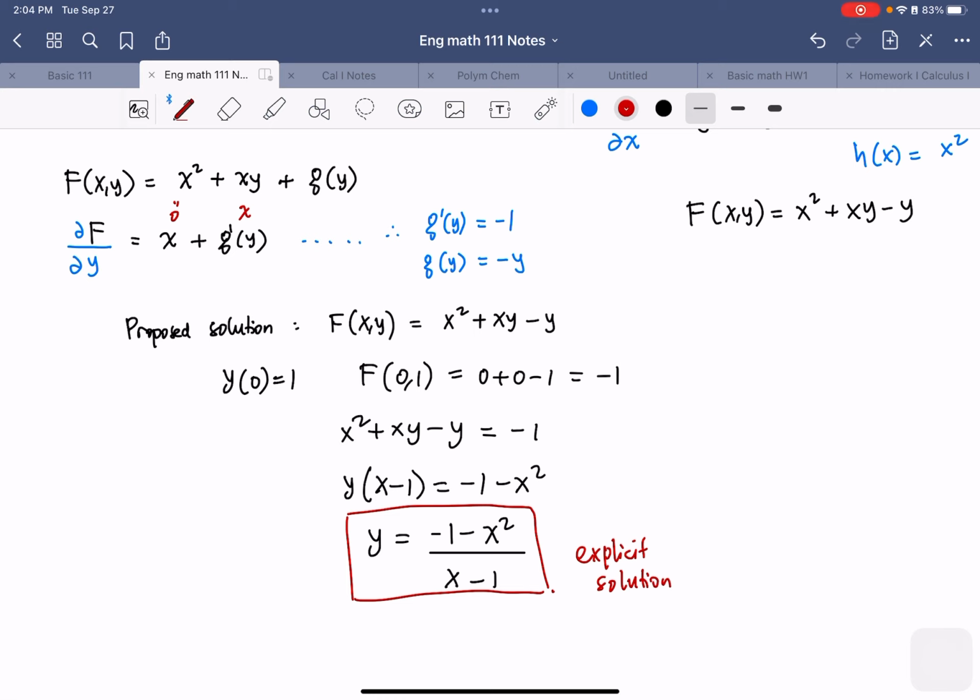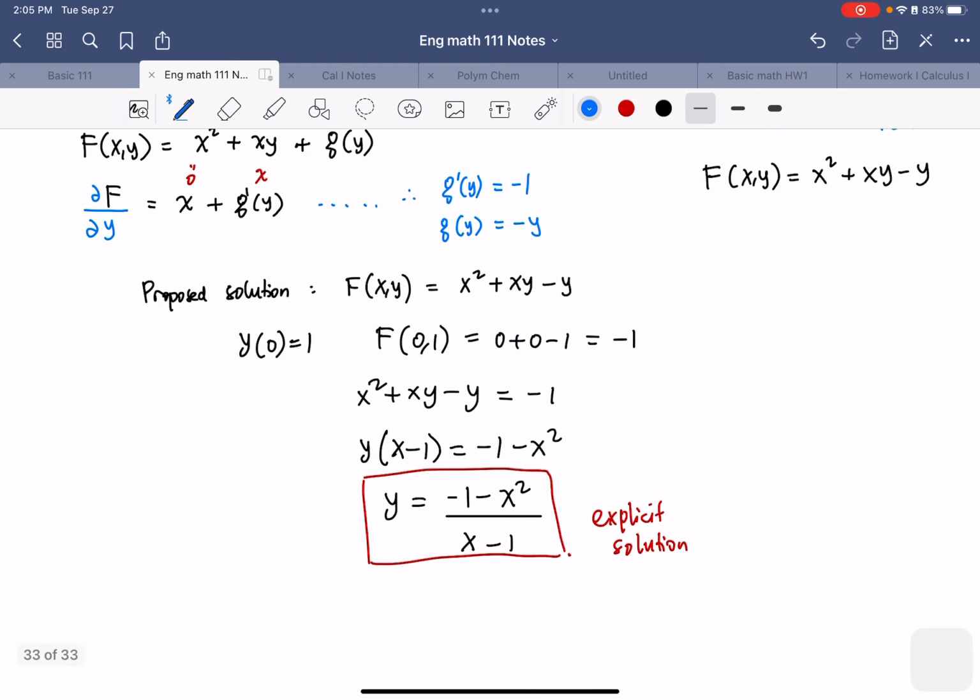And remember that at the beginning, I forgot to mention that the proposed solution, the capital F, is always in the form of this. This function should be equal to a constant.